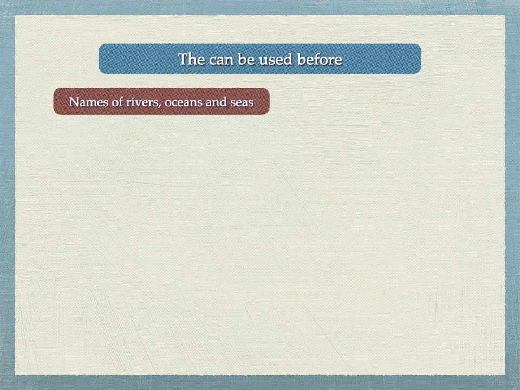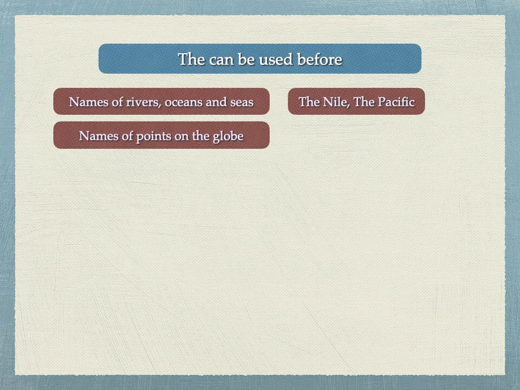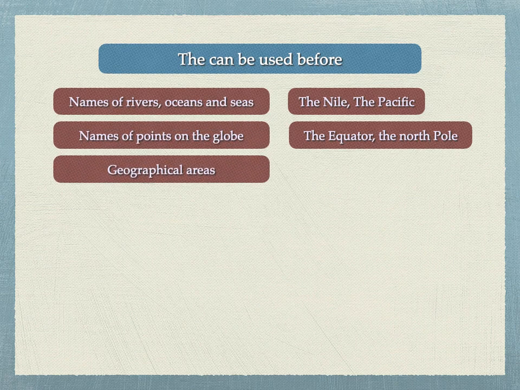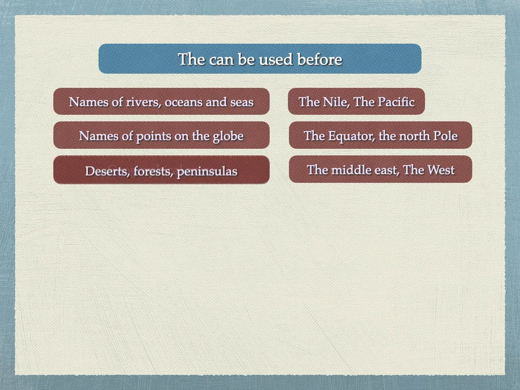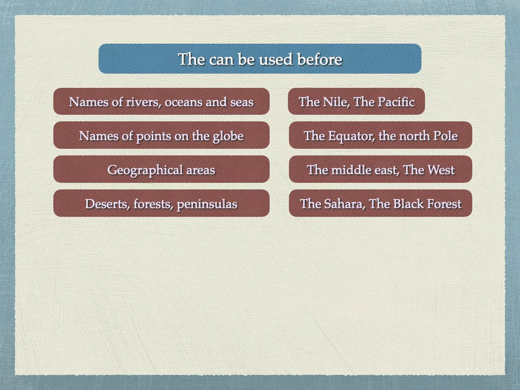Now, here comes where the can be used. Names of rivers, oceans, and seas, you can use the before them. The Nile, the Pacific, that is how it goes. Names of the equator, the North Pole, the South Pole, so you have to use the before them. Then comes geographical areas like the Middle East, the West, the East, etc. Deserts, forests, peninsulas, etc. The Sahara, the Black Forest, the Siberian Peninsula. So this is how it goes.